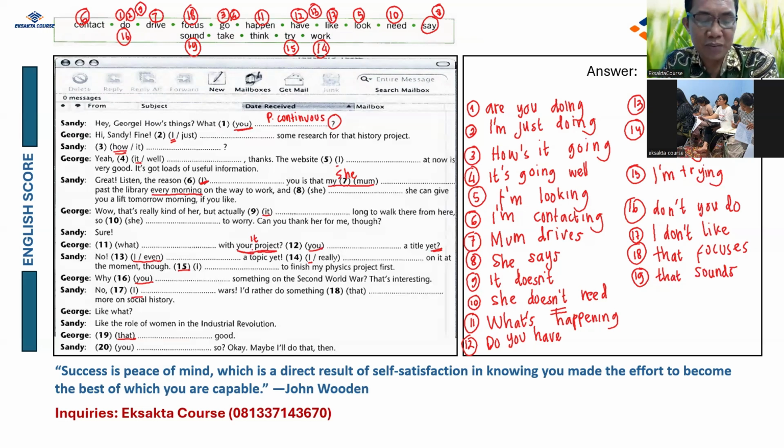So now number 20. Number 20, you blah blah blah. And then, okay, maybe I will do that then. Here, you, for a question, if there's a verb, so use do. And then the suitable word in the box above is think. So the answer is, do you think so? Maybe I will do that then. Okay, it is about Sandy and Georgie.